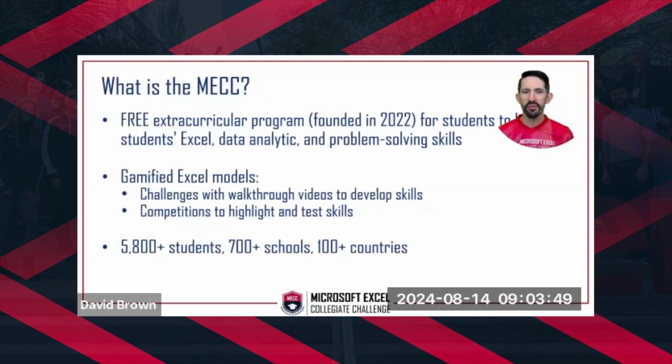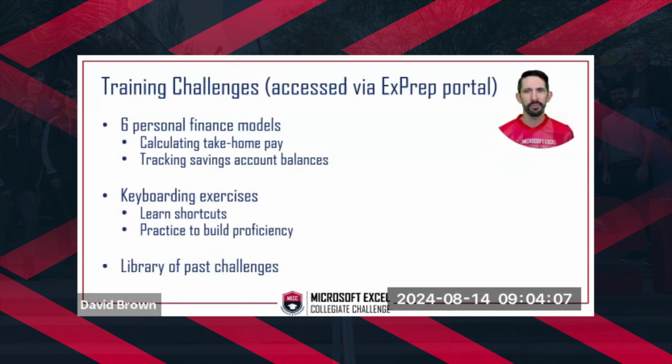Where we're at right now is we're approaching 6,000 people in the program, most of them students from 700 schools around the world, over 100 countries. So we've got quite a bit of spread. And we're looking at you to help get your students more engaged so we can increase those numbers and really increase the benefits that students are getting from the program.